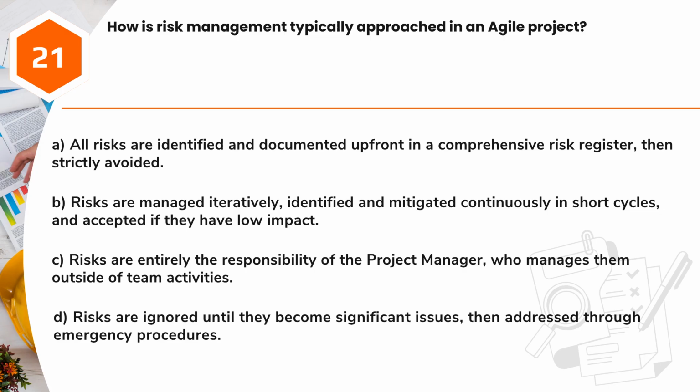Question 21. How is risk management typically approached in an Agile project? A. All risks are identified and documented upfront in a comprehensive risk register, then strictly avoided. B. Risks are managed iteratively, identified and mitigated continuously in short cycles, and accepted if they have low impact. C. Risks are entirely the responsibility of the project manager, who manages them outside of team activities. D. Risks are ignored until they become significant issues, then addressed through emergency procedures.